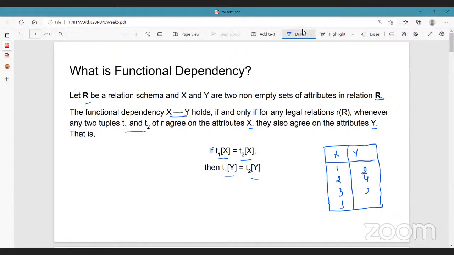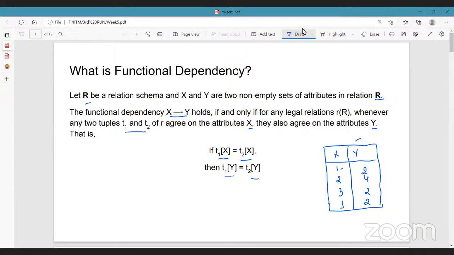Okay. So here, by definition, we are asked to check that if tuple 1 of x is equal to tuple 2 of x, then tuple 1 of y should be equal to tuple 2 of y. That is when we can say that x determines y, right? So what we will have to check in the table at first is whether any two tuples are equal in the x attribute or not.